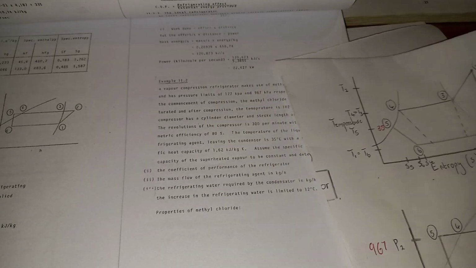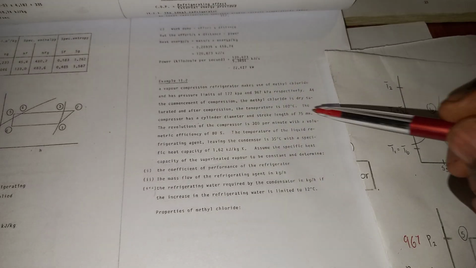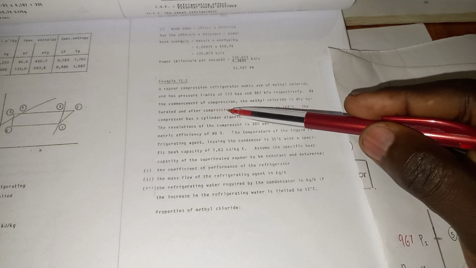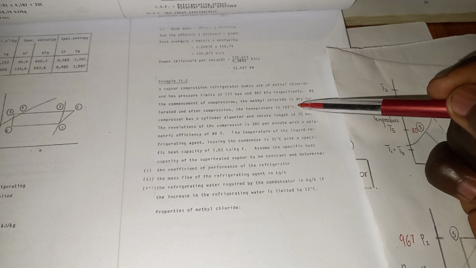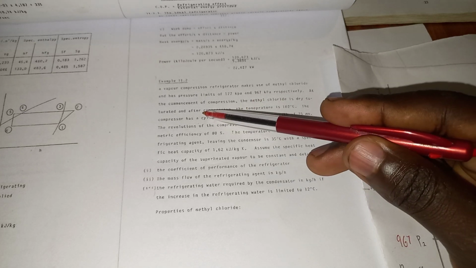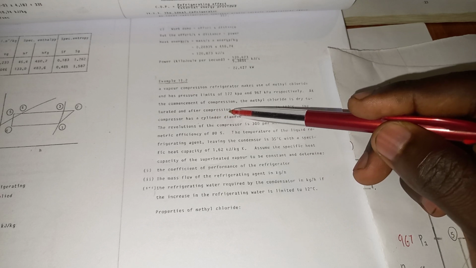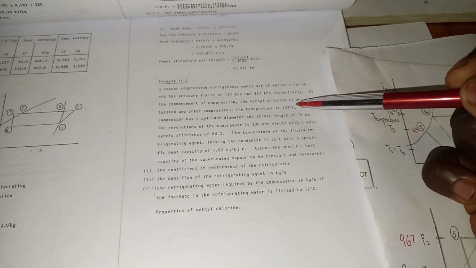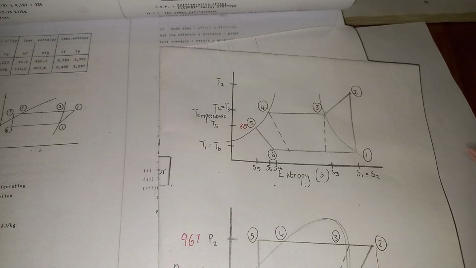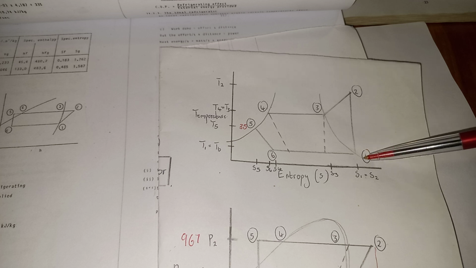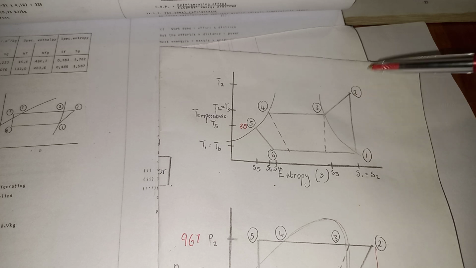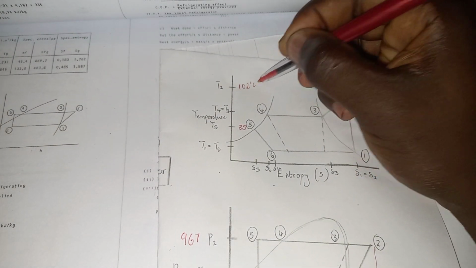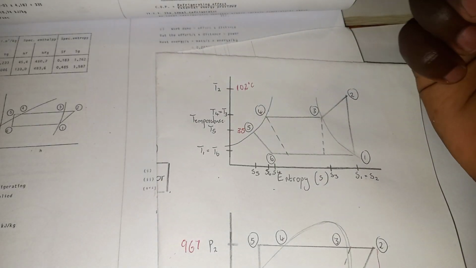And you also have the other one, which is this temperature. Here they said at this point, at the commencement of the compression, the methane chlorine is dry saturated, and after compression the temperature is this one, which is 102. So this is our compression here. From this point to this one is our compression. So after compression, this is your 102 degrees Celsius and also 32, right?